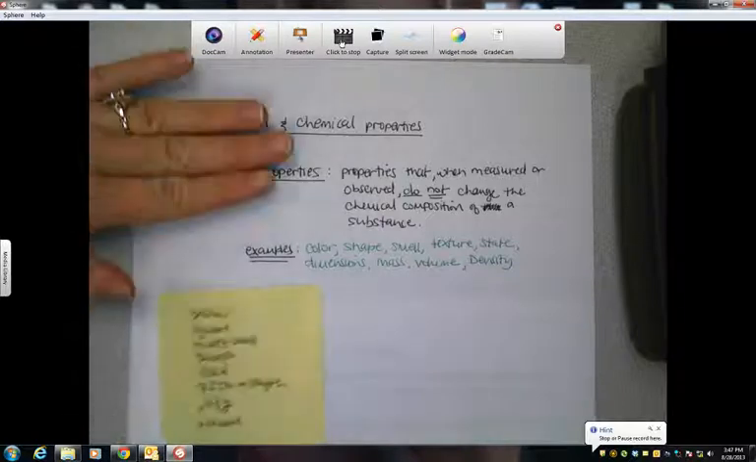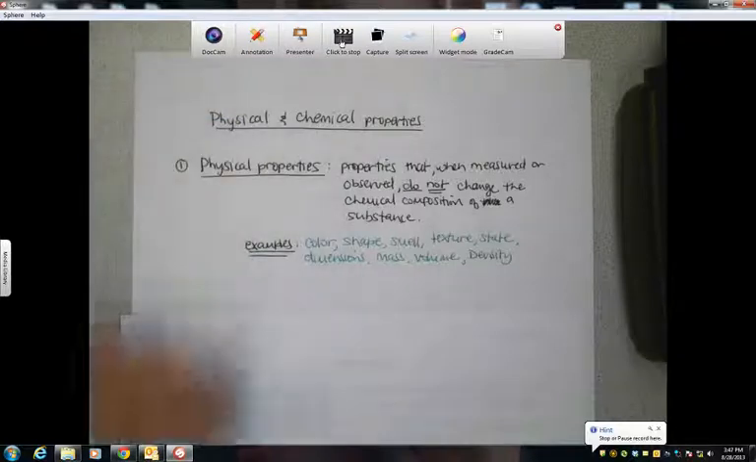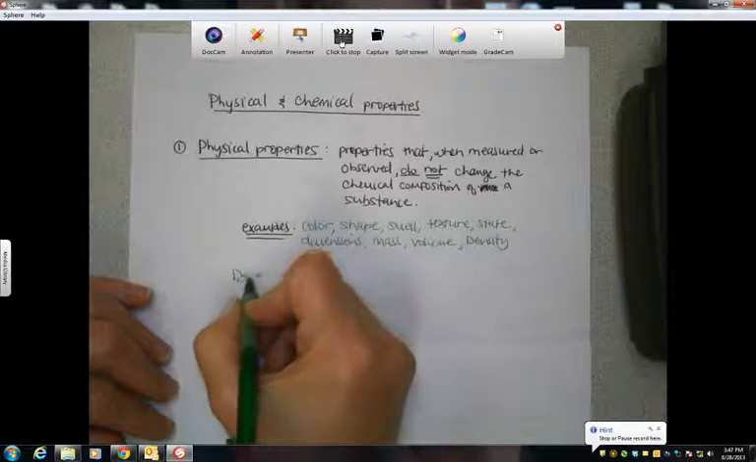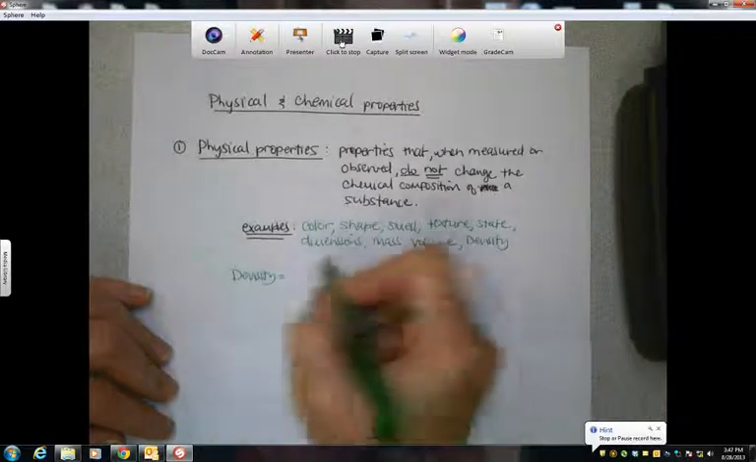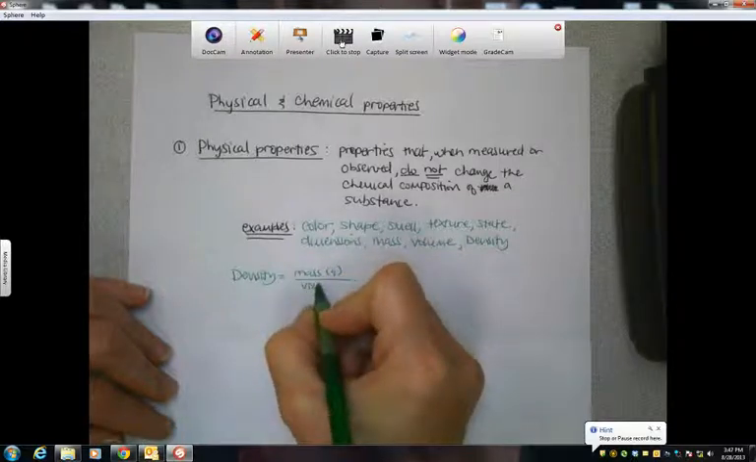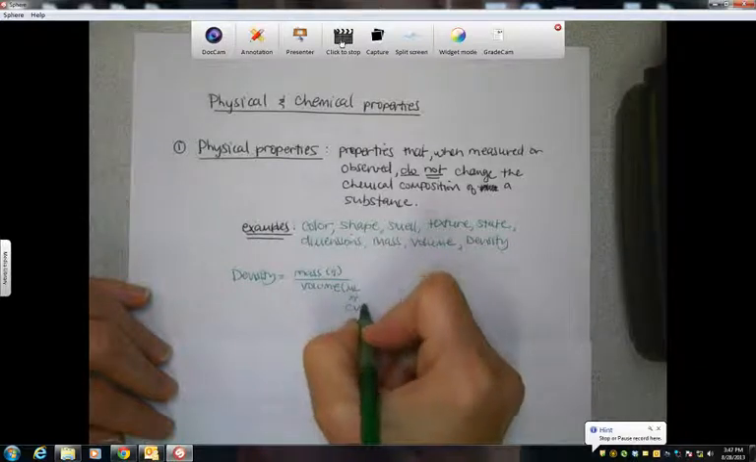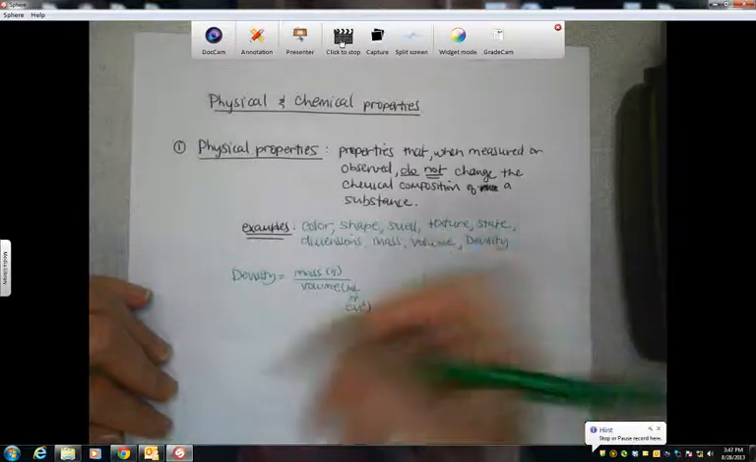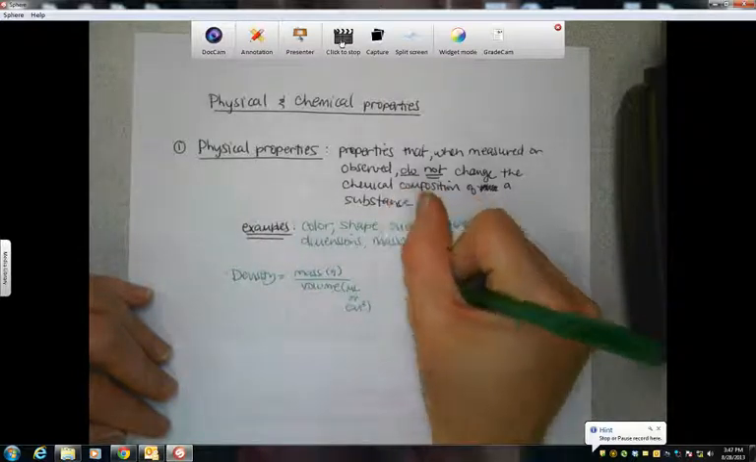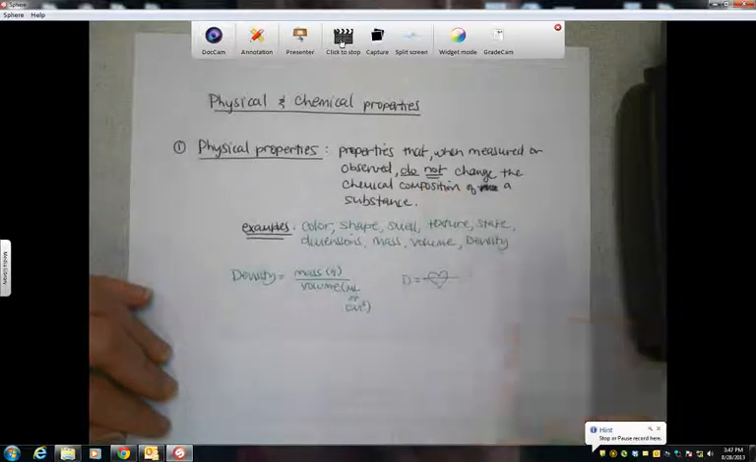So let's talk density. I don't know if you remember what density is, or if you have ever talked about density somewhere else, but density specifically is a measurement of something's mass in grams divided by its volume in either milliliters or centimeters cubed. An easy way to remember how to calculate density is: density equals, and then draw a heart, and then draw a line through that heart.